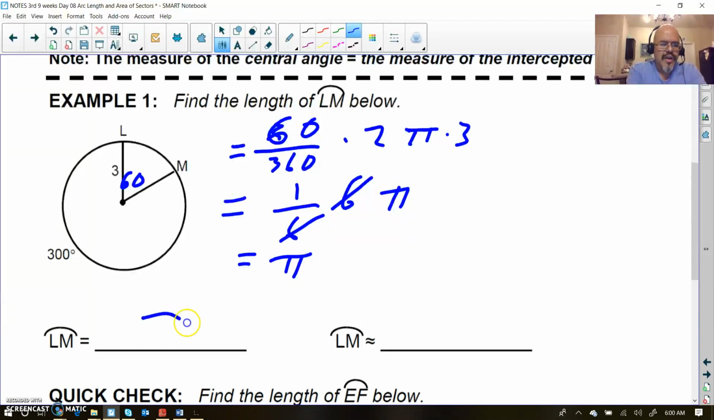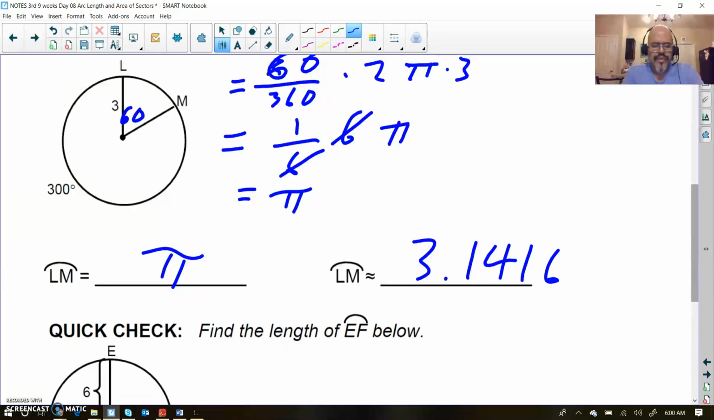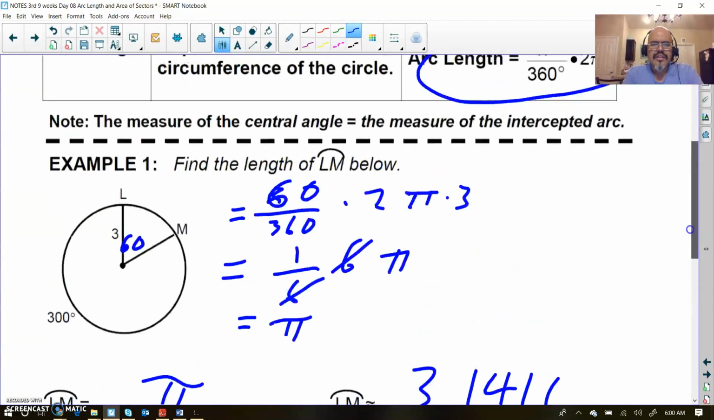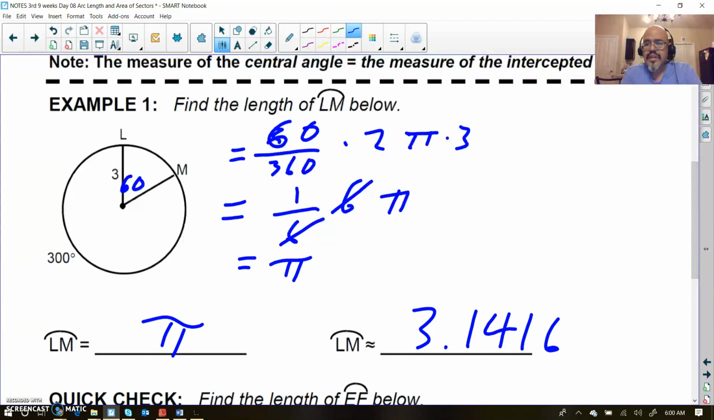So we have pi as our exact answer, and our approximate answer is going to be 3.1416. And of course, that's a rounded number. It doesn't say to the nearest tenth or anything, so we're not going to worry about that. Okay, so that's about it on that.